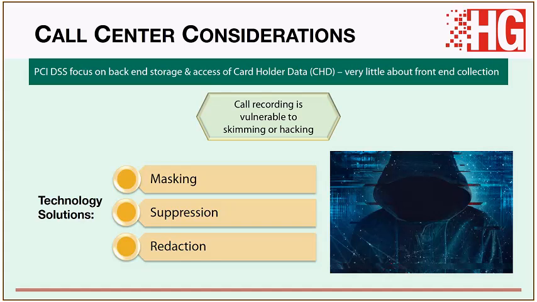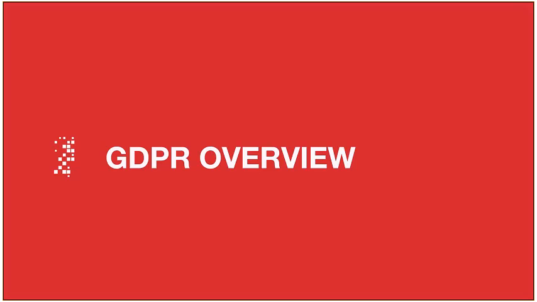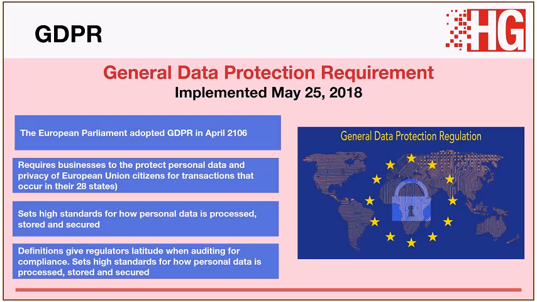Now, I know a lot of people have been saying, well, these are all things that we've known about. They've been around for a while. Well, back in May, there was the introduction of GDPR. The European Parliament adopted the GDPR back in 2016, and it was required to be implemented as of May 25th of this year. It actually goes further in some cases than HIPAA and PCI-DSS and personally identifiable information, and it is very specific to the European Union.